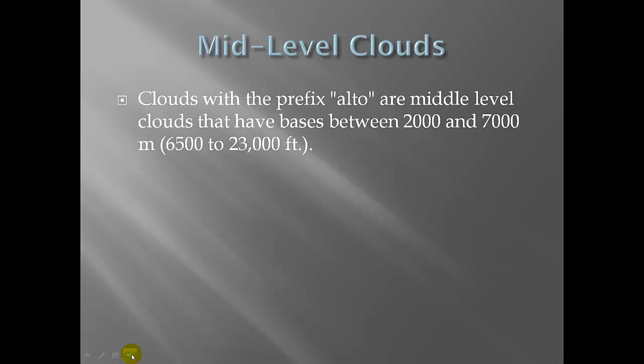The next, mid-level clouds, are called alto. If you're in the choir, you have the sopranos, the altos, and the bass, or alto sax. These are at about 2,000 to 7,000 meters, and these are your mid-level clouds.